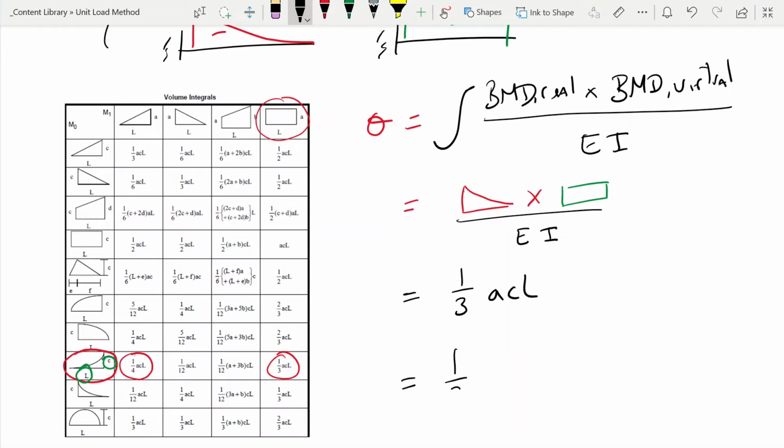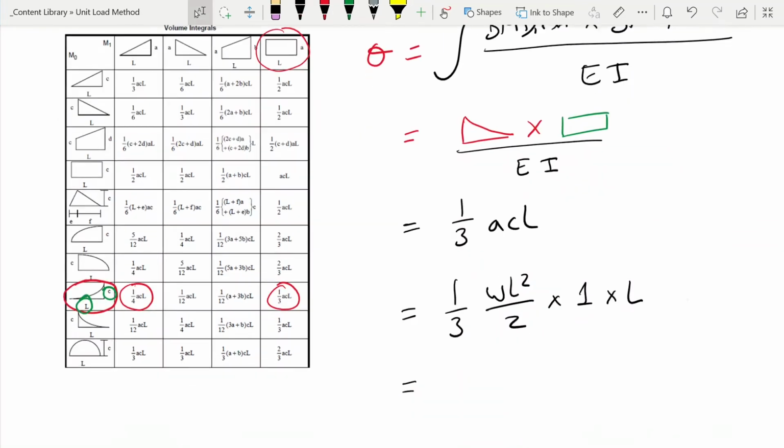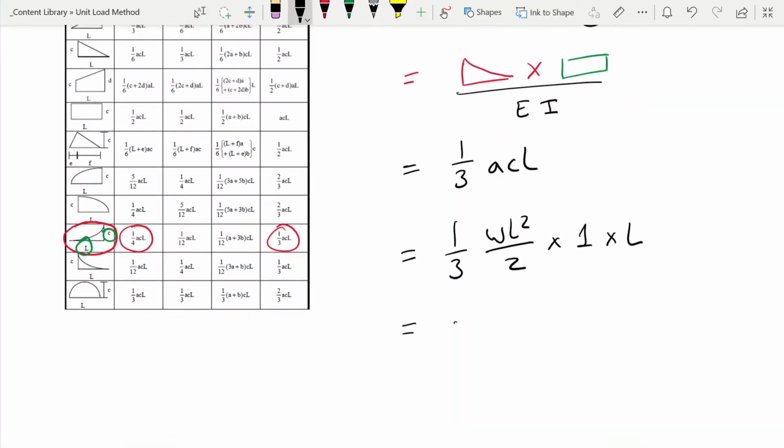So to finalize, A is going to be again WL squared over 2. C is going to be the value of the rectangle, so that's just 1. And then L is going to be L, because that's the base of both our parabola and the rectangle. So at the end, we get WL cubed divided by 6. And again, since this is positive, it means the rotation will be clockwise.